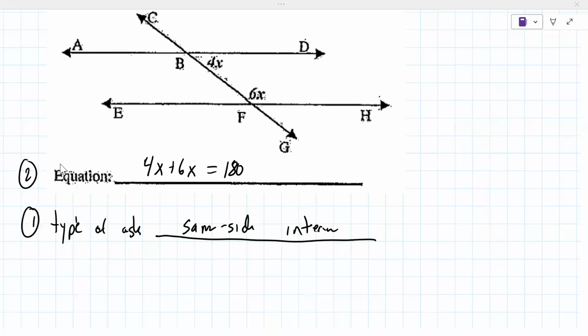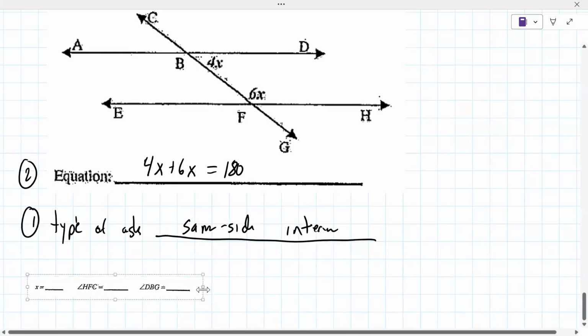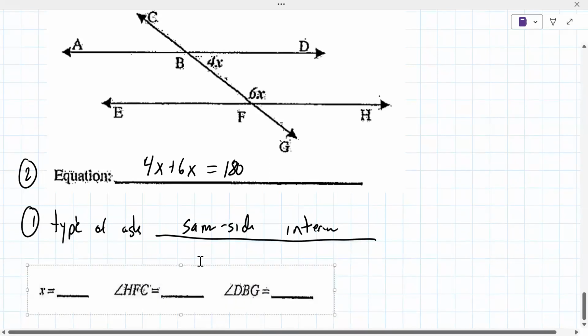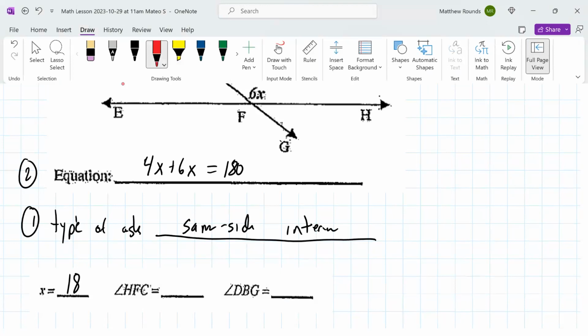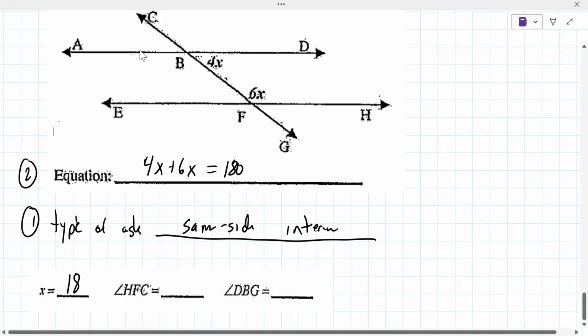I want to overwhelm you with all the things that I asked for. All right, so you found x. x is 18. Very good. You get the points for that. Next is the measure of angle HFC. I want you to not tell me, but just look at this and see if you can figure out where it is, and then I'm going to draw it. Yeah, I can tell.